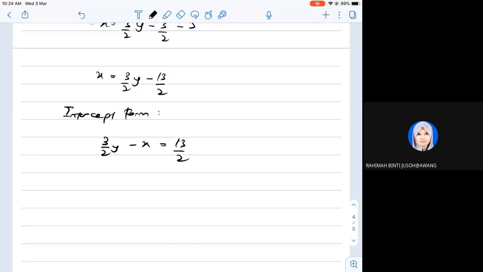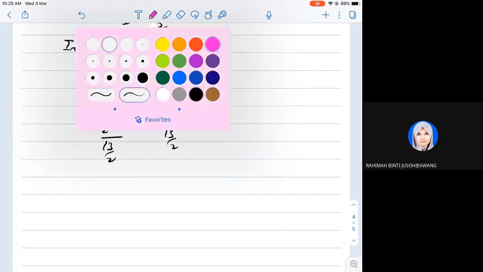Can you get it? Faham? Yes. Okay, so what we should do now is we have to divide everything by 13 over 2. So 3 over 2y bahagi 13 per 2, tolak x over 13 over 2 equals to 1. So yang ni jadi apa ni?